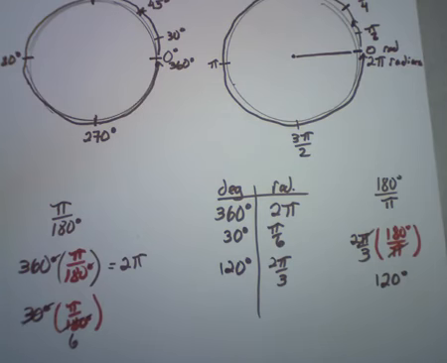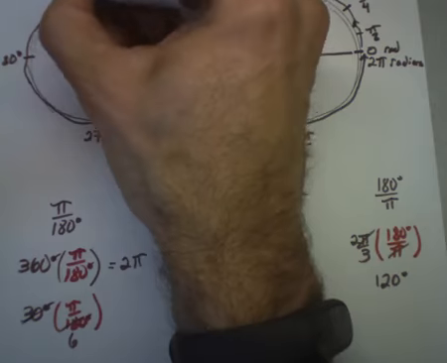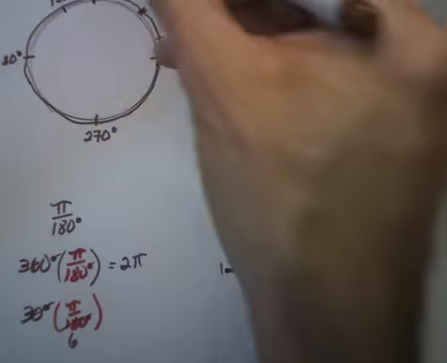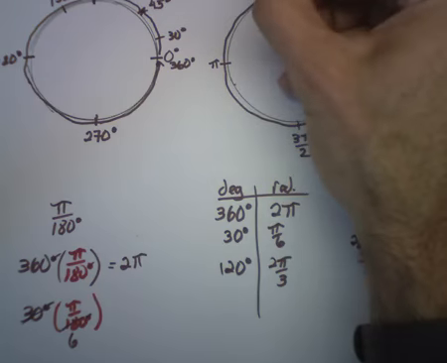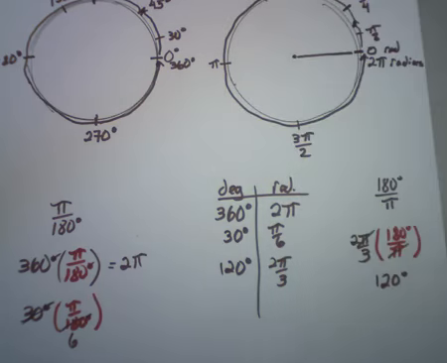So you should be able to convert any radian measurement to any degree measurement, or vice versa. And again, we can see where that goes on the unit circle. 120 degrees is about there, and 2 pi over 3.